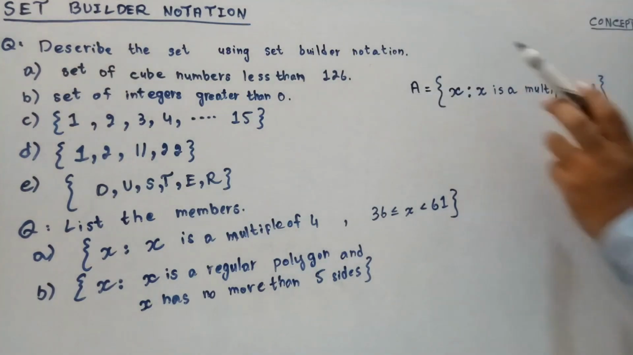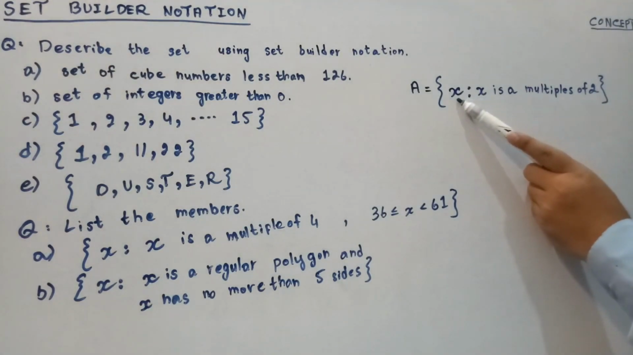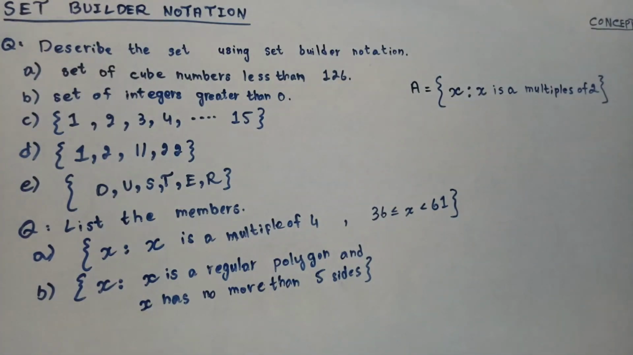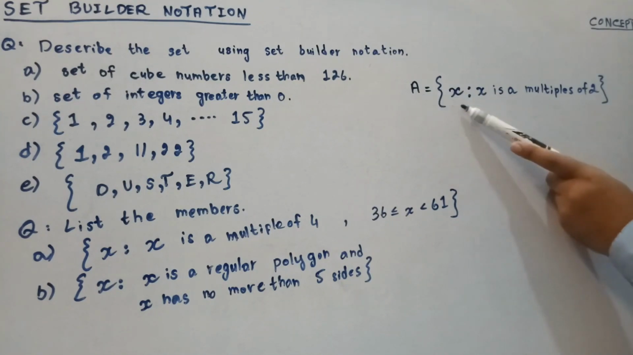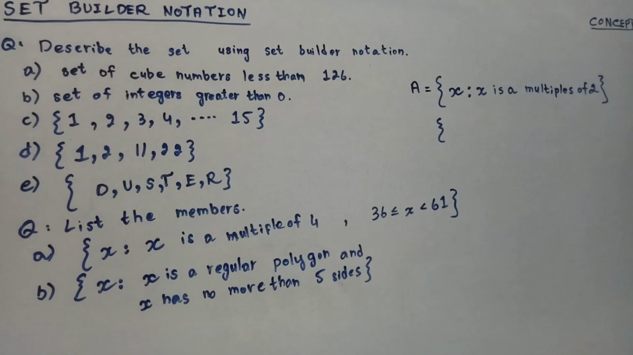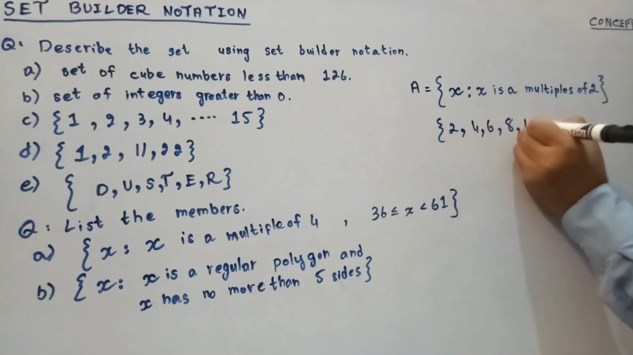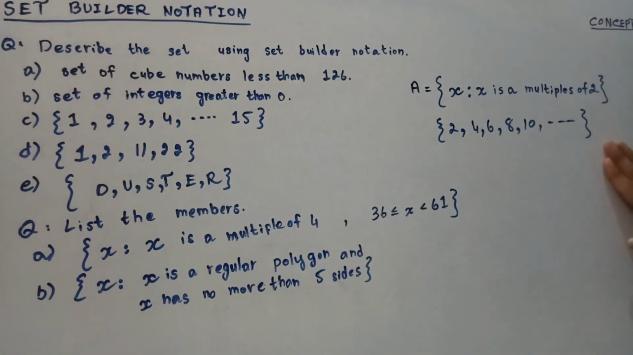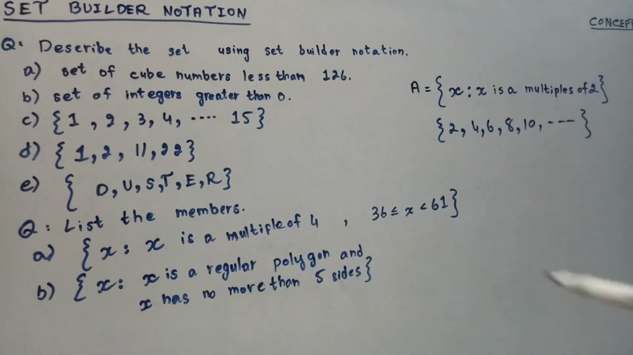Let me repeat again. Here we have a set A, and if I want to write the multiples of 2 in that set in builder notation, we will describe x. X is the element of it. It is a type of element, because multiples of 2 are of the same type. So x is an element of set A, such that x is a multiple of 2. If I want to write it in tabular form, meaning list the members, multiples of 2 include 2, 4, 6, 8, 10, and so on, it will never stop. So this is the tabular form, and this is the set builder notation form: x, such that x is a multiple of 2.